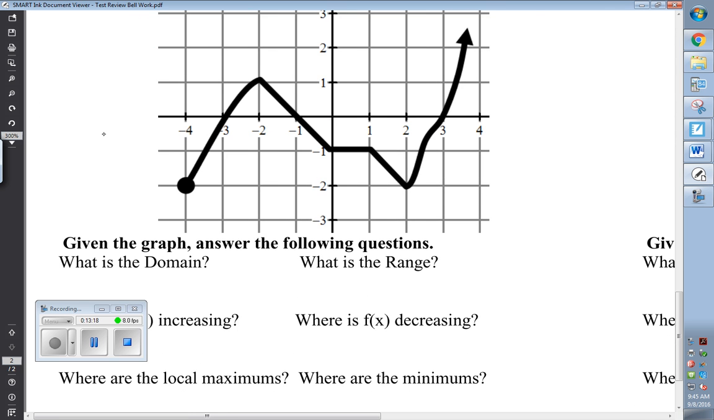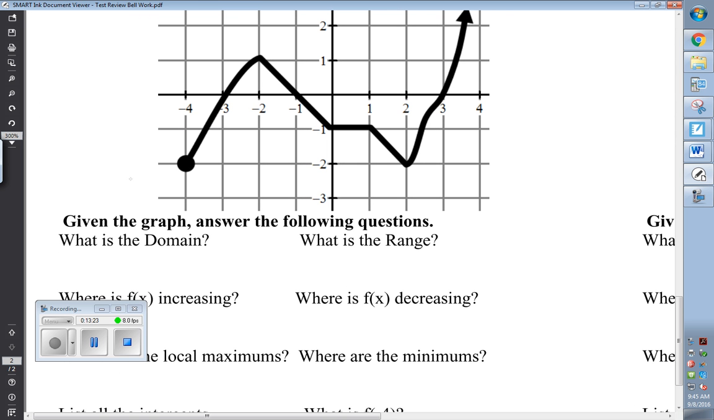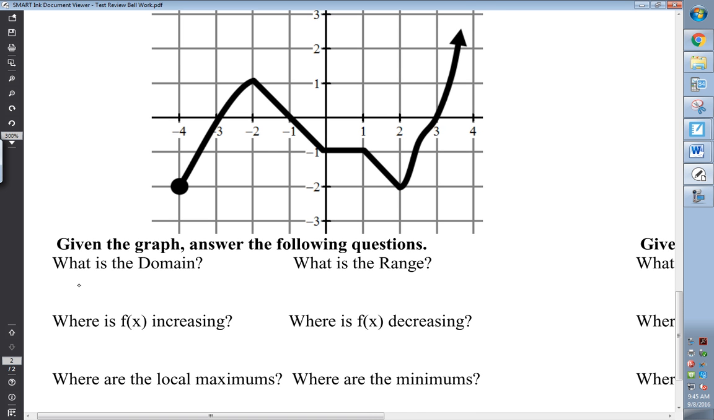Last section, we're doing the graph stuff that we're familiar with. Some of us are familiar with it. Let's talk about domain first. So domain is the x values. It's where do you start on the left side to where you go to the right.